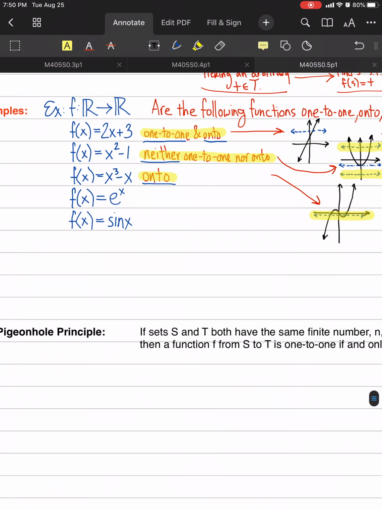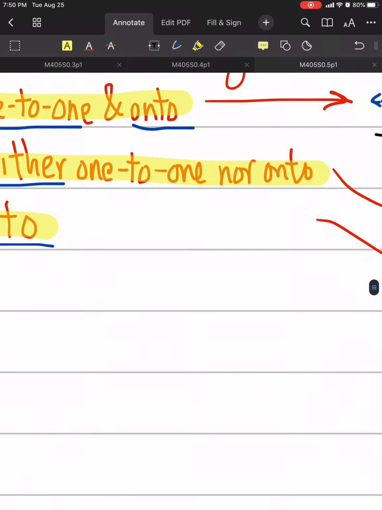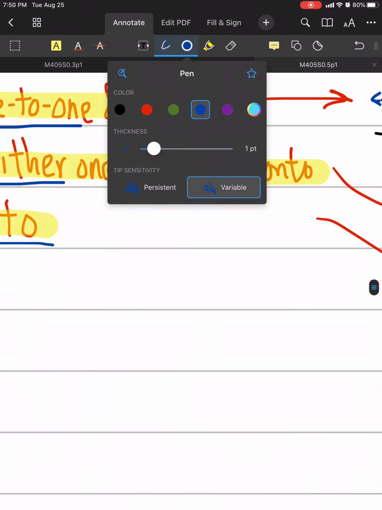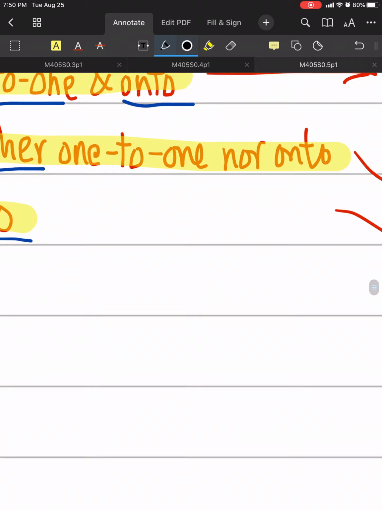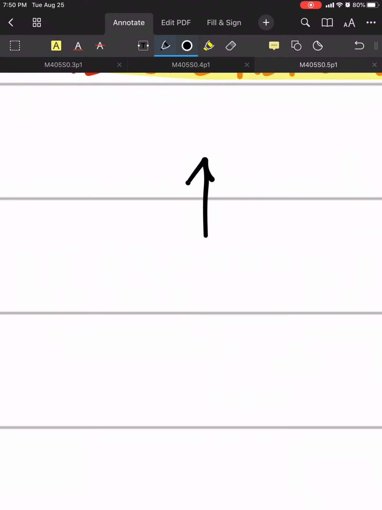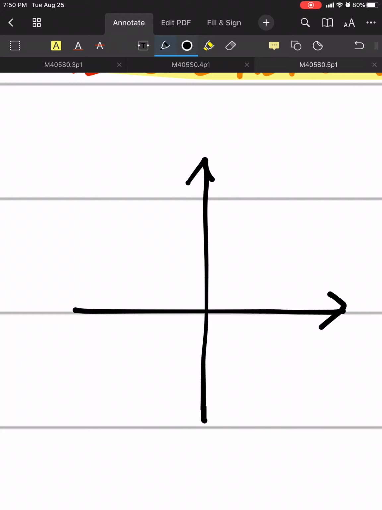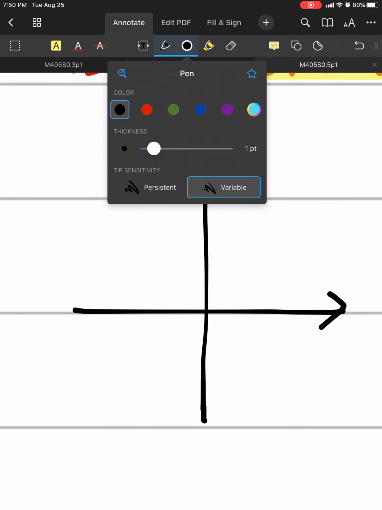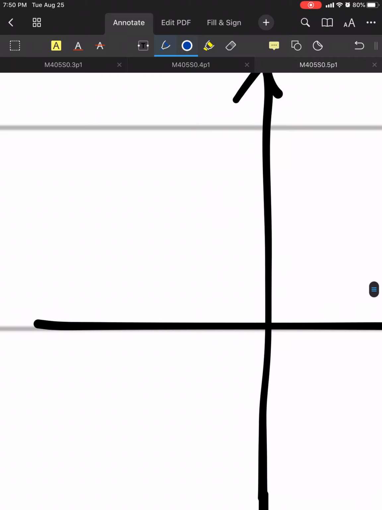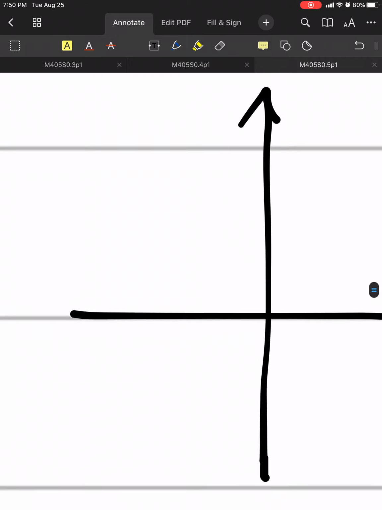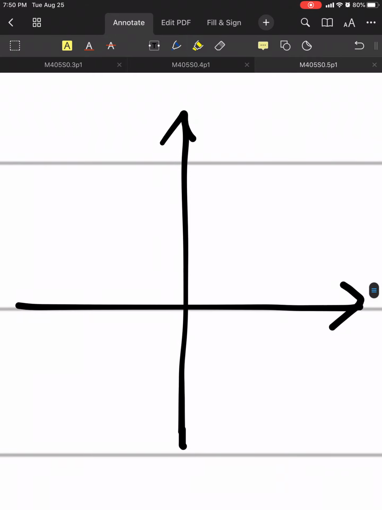The next one, f of x equals e to the x. I think I've got room over here. If you don't remember exactly how this graph looks, it looks like this. But if you don't remember how it looks, hopefully you will after this. It is an important graph after all.